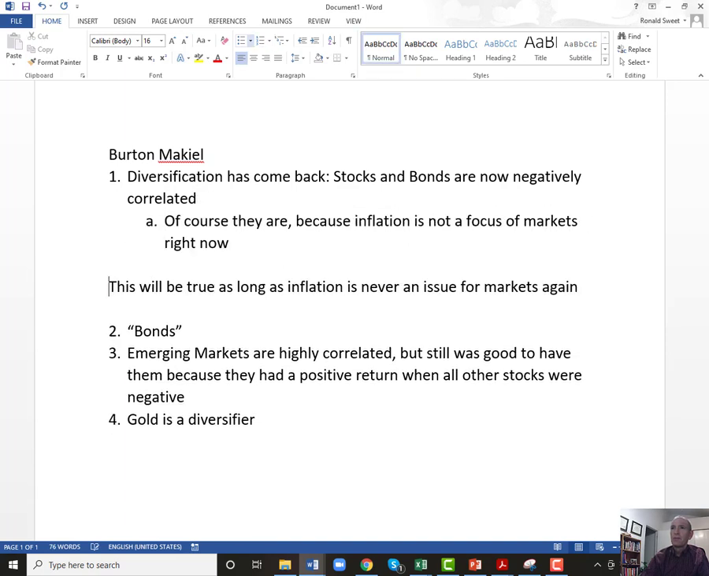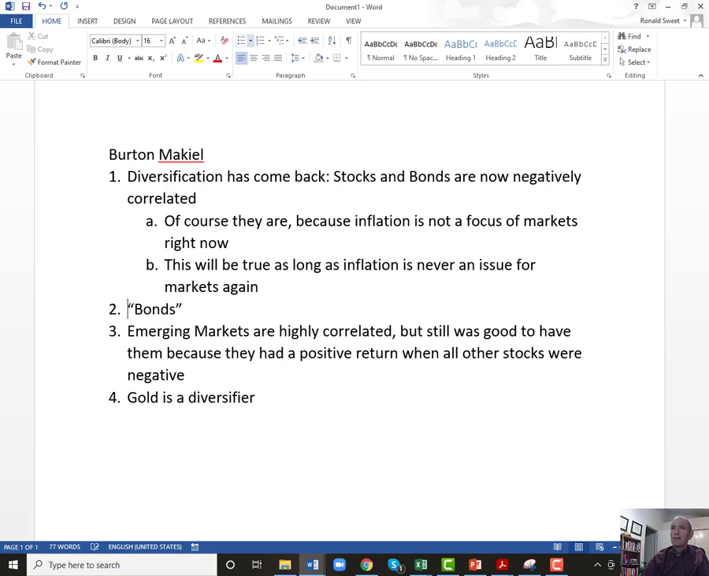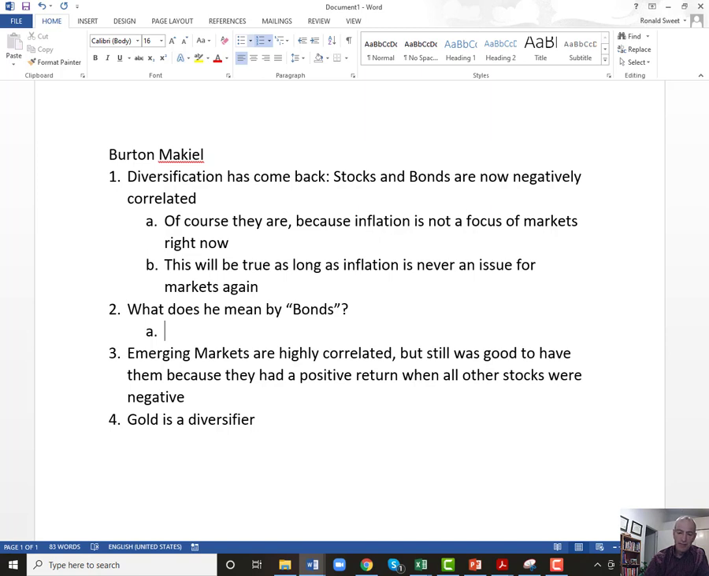So let's put those in there. Now let's go to this next one. He says bonds. What does he mean by bonds? And I'm going to just tell you, when he says bonds, he means Treasury securities.